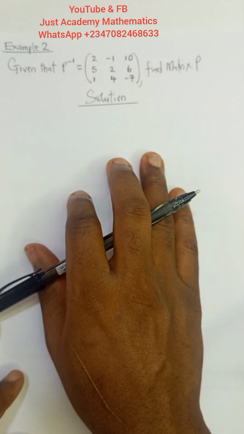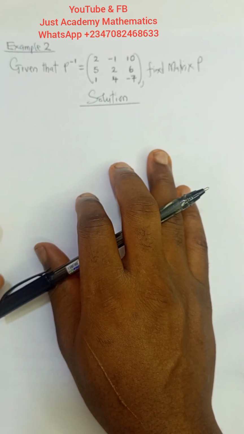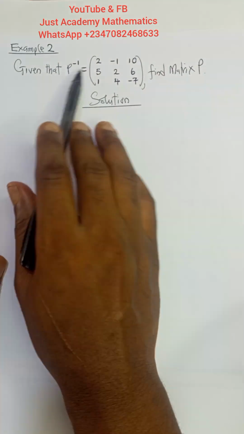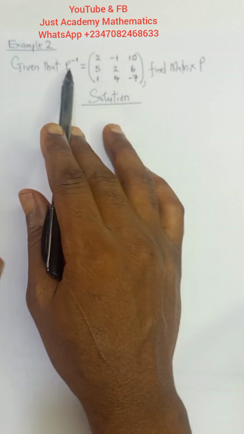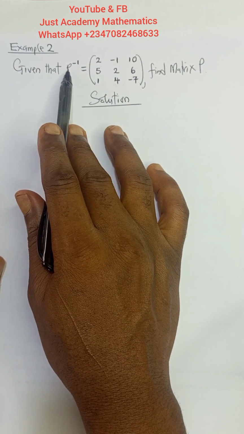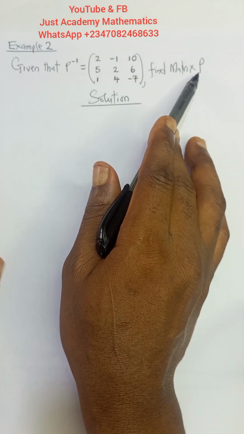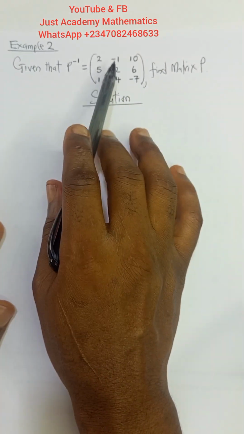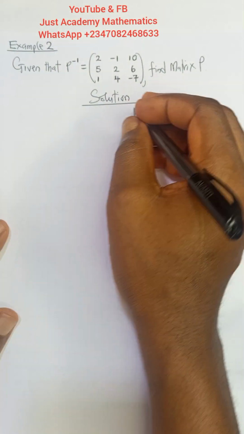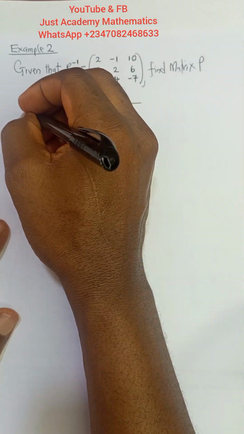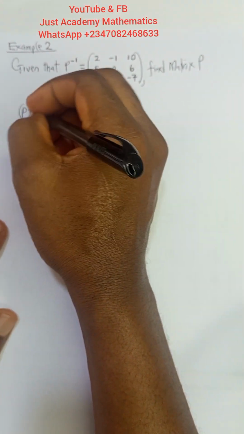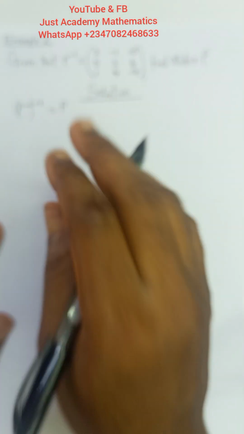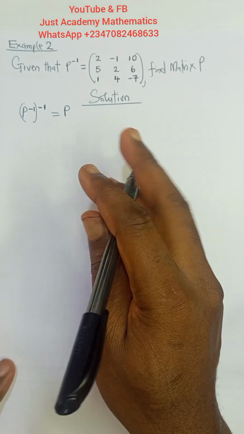We are given that if P inverse is this, find P. You know now, the inverse of P inverse will give us P. That is to start with. Are you getting it? So there is no confusion there. We are still finding the inverse of this, because the P we are looking for is simply the inverse of P inverse, which is equal to P.